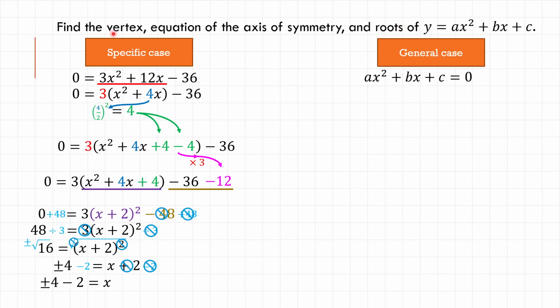If we want to find the vertex, we know that once we have turned it into vertex form, it's really easy to pick out the vertex right there. That would be negative 2 and negative 48. And the equation of the axis of symmetry is simply x equals h. So x equals negative 2.